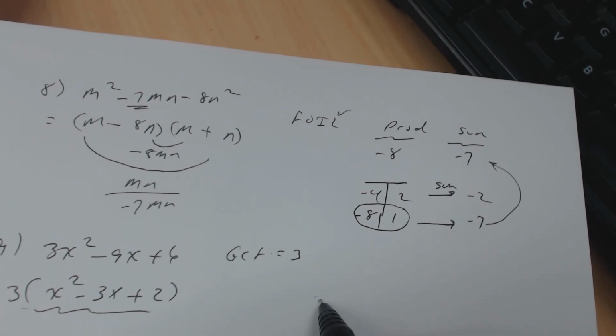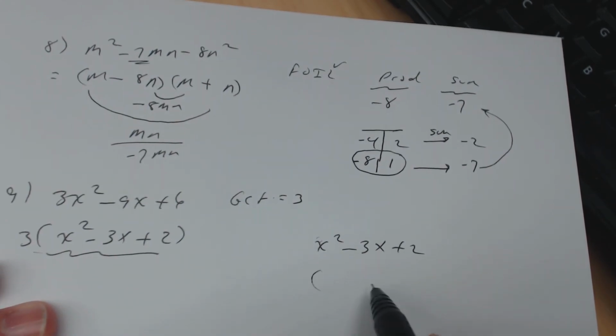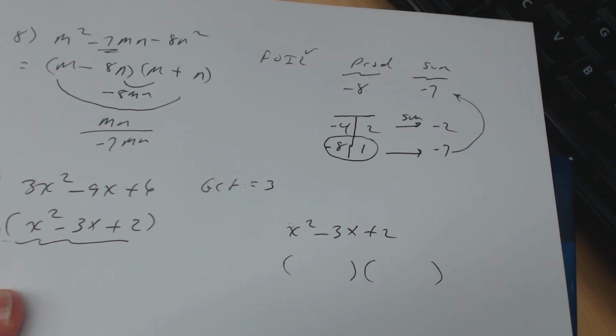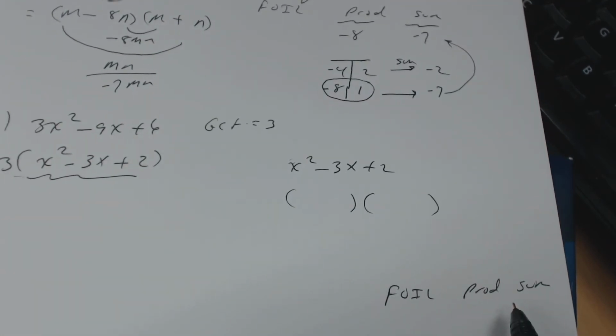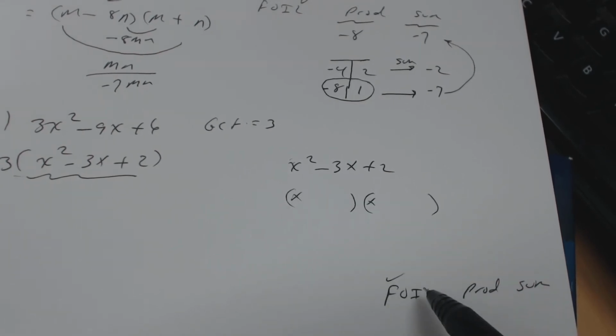So let's go off to the side and figure out what this is. So x squared minus 3x plus 2. Here we're going to factor as two binomials, and we use the idea of FOIL, product, and sum. So x times x is x squared, so that takes care of the F.